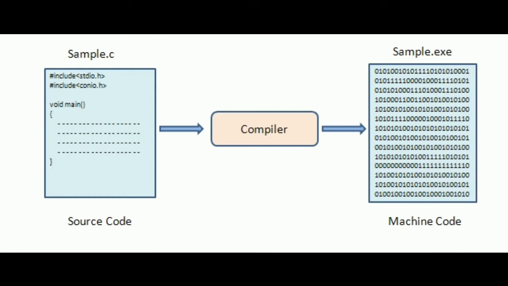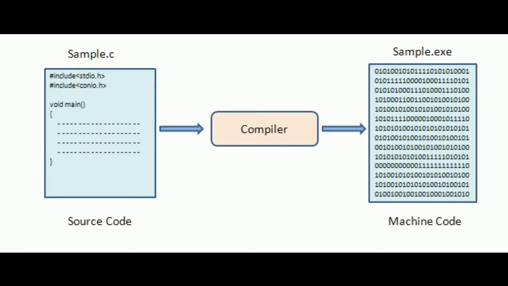There is a specialty with a compiler. That is, compilers translate the entire program in one go. After the entire translation is complete, the errors are detected and removed. That is, see in this picture, the source code is a C program, okay? And this whole C program is translated by the compiler at once, okay? The whole C program is translated by the compiler at once.